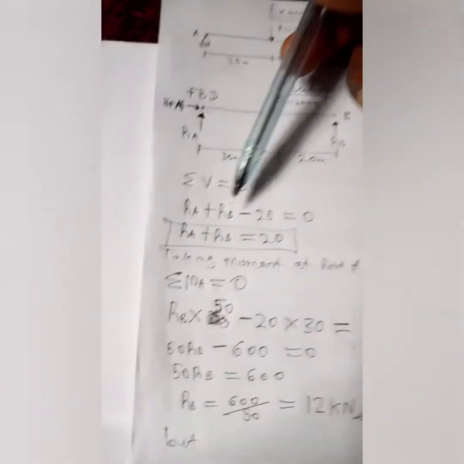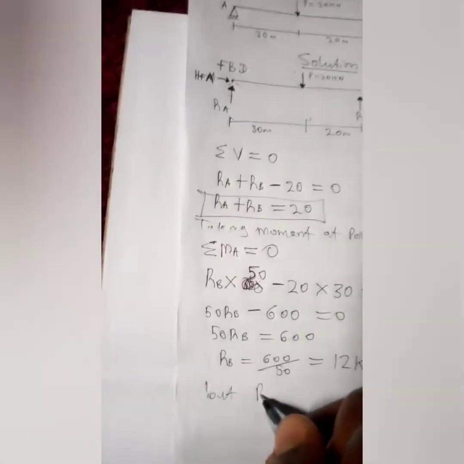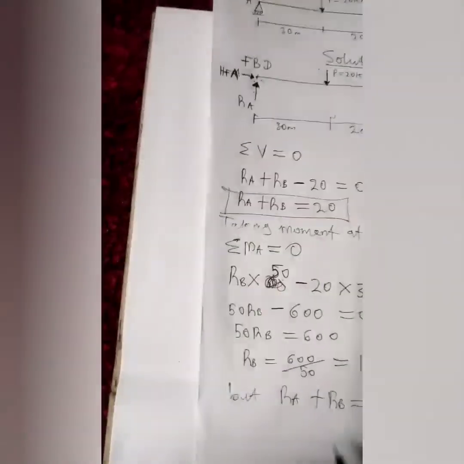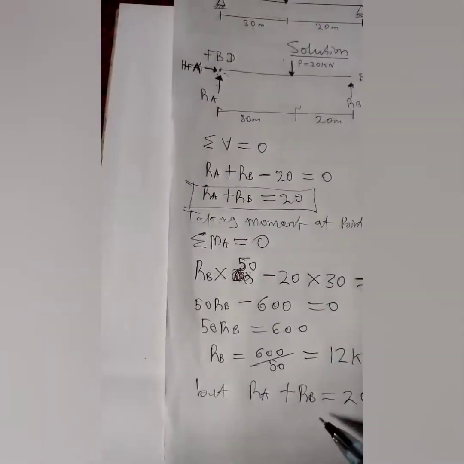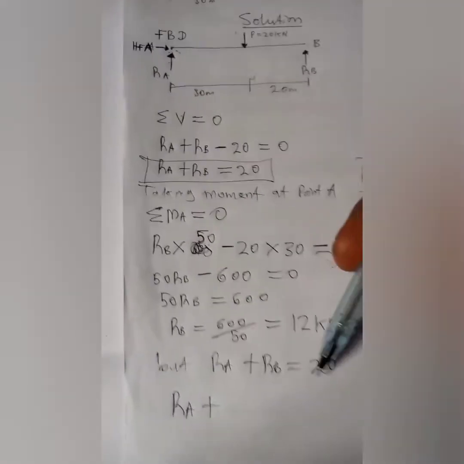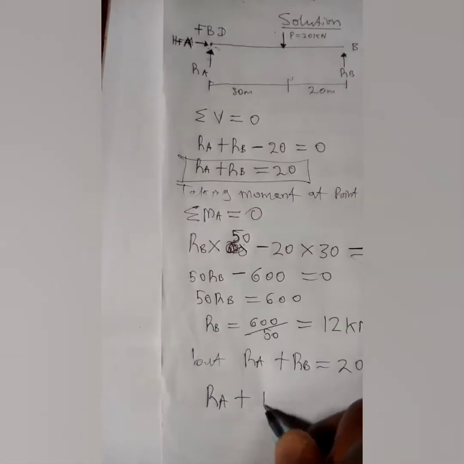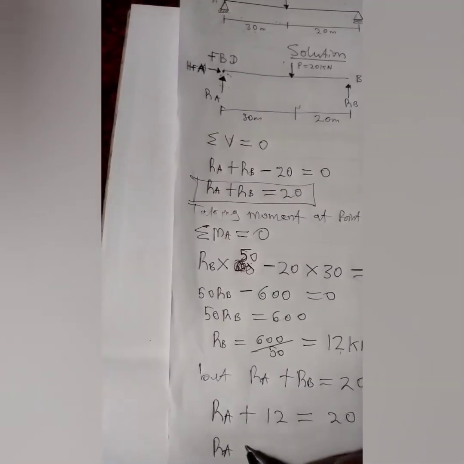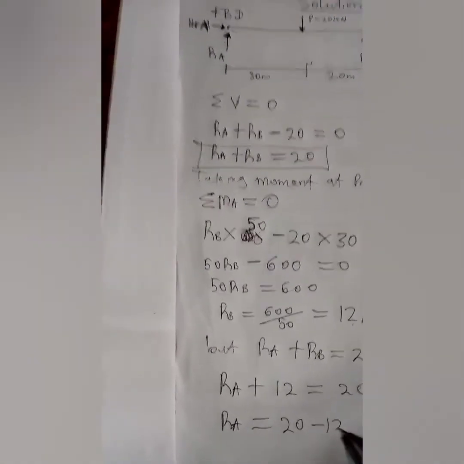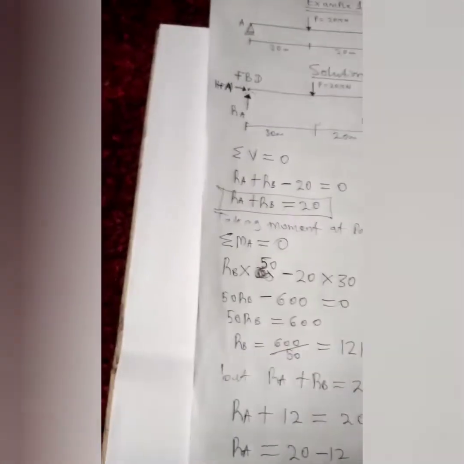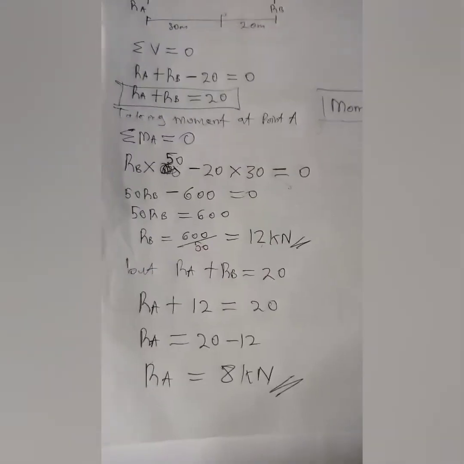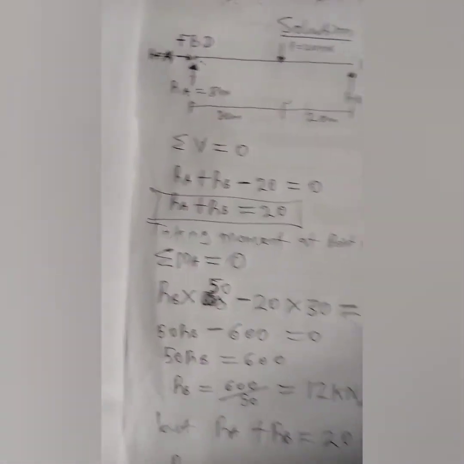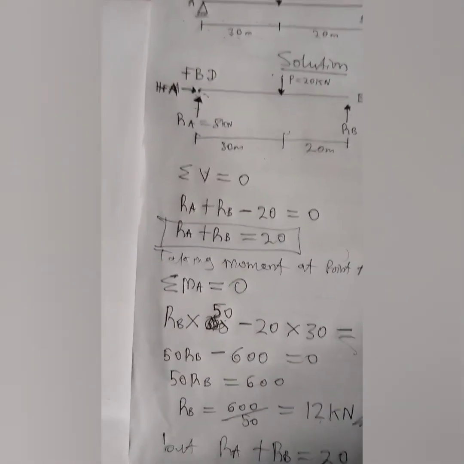So from our summation of vertical forces, we have RA plus RB is equal to 20. We know the value of RB now, so we can substitute: RA plus 12 kilonewton equals 20. We move 12 to the other side, so RA equals 20 minus 12, and that will give us 8. So our RA is equal to 8 kilonewton, and our RB is equal to 12 kilonewton.